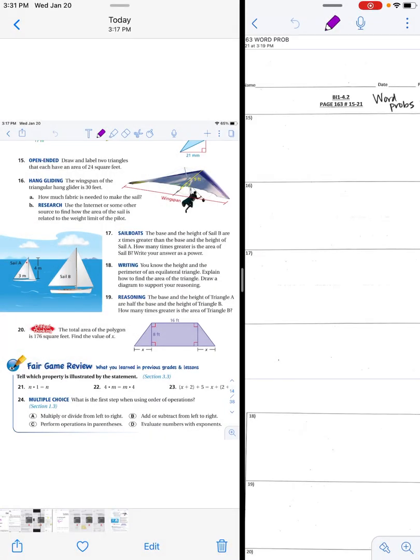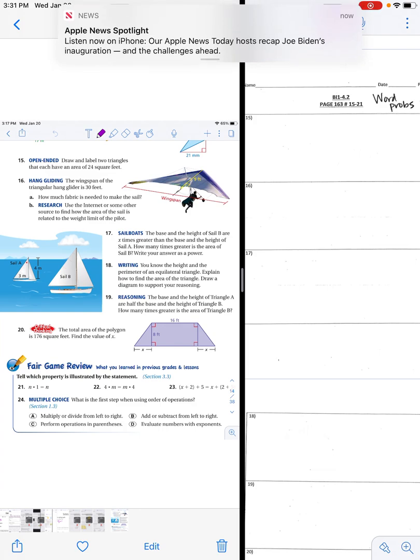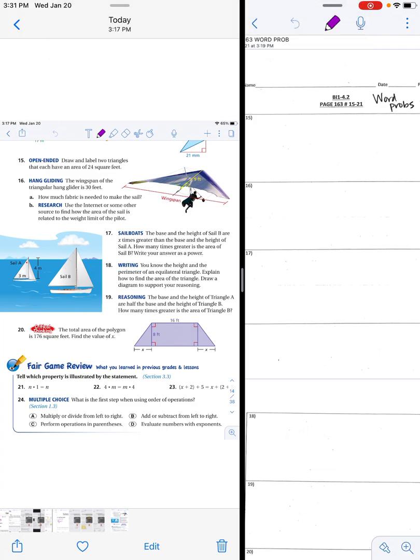Today in class, if you were absent, we are working through word problems. You will need your textbook open on one side of your iPad, split screen, and then the box page from Canvas in the other. We are on page 163. The top of the page says 15 through 21, but we're going to be skipping some of them, so just follow along, please.